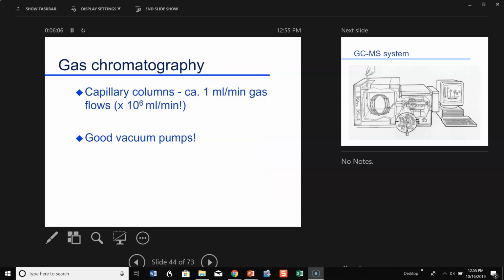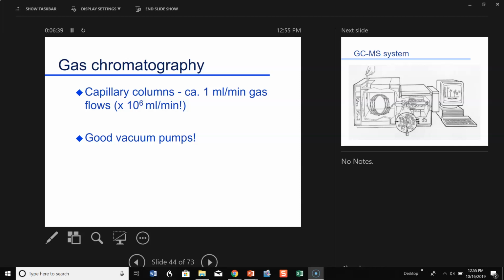And like I say, these small gas chromatography columns are around 1 mil per minute. But 1 mil per minute of gas at atmospheric pressure equals 10 to the 6 mils when you put it under a vacuum. Obviously, you put air under a vacuum, it expands. And so even 1 mil per minute of slow carrier gas, not feeding much gas in, ends up being quite a big volume once you put it under a vacuum. So you really do have to have really good vacuum pumps.